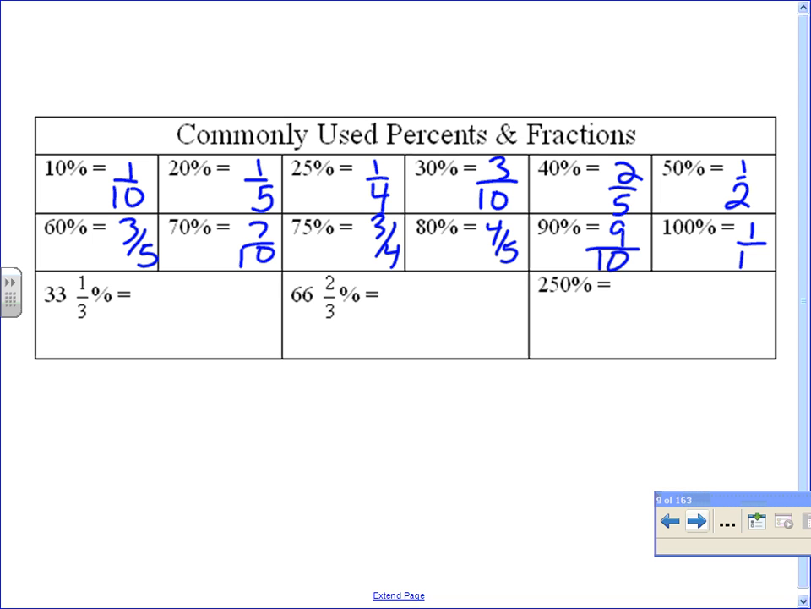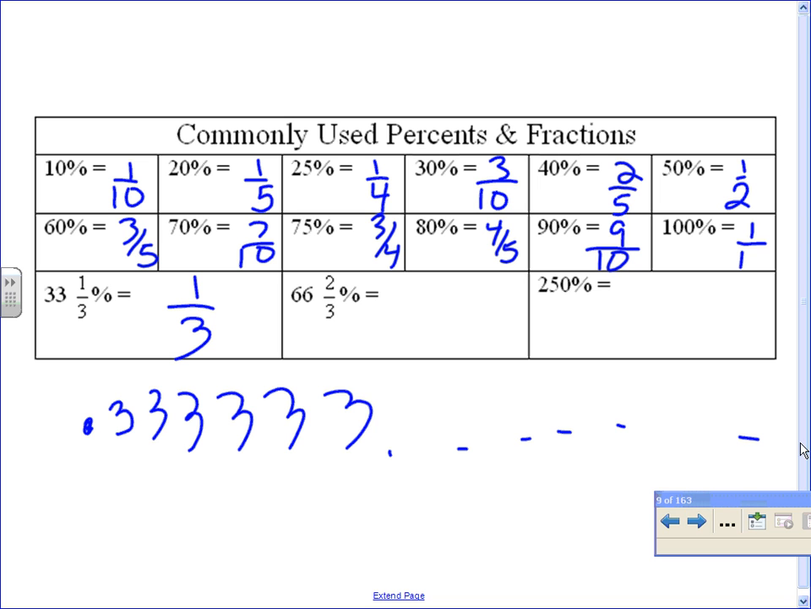Okay, so now we get to the tricky ones. 33 1/3%. What's the fraction? Charles, tell me why. Good. And basically 1/3 is 0.3 repeating. So I'm just going to, okay, that keeps going. Okay. All right, so if you move the decimal point to the right 2 places, it becomes 33.3 repeating percent.